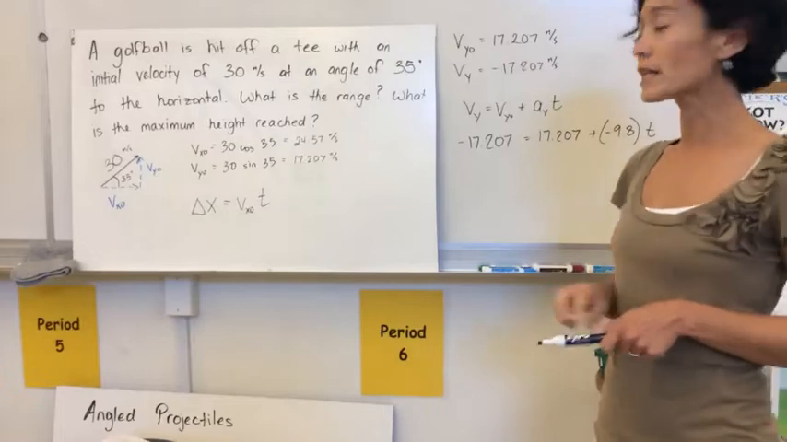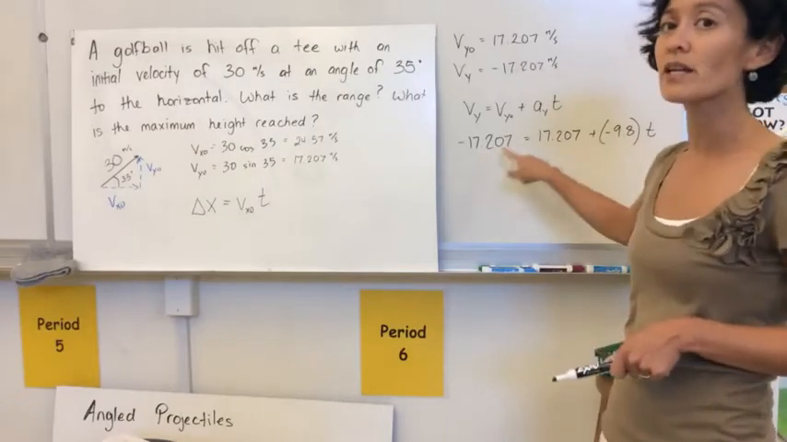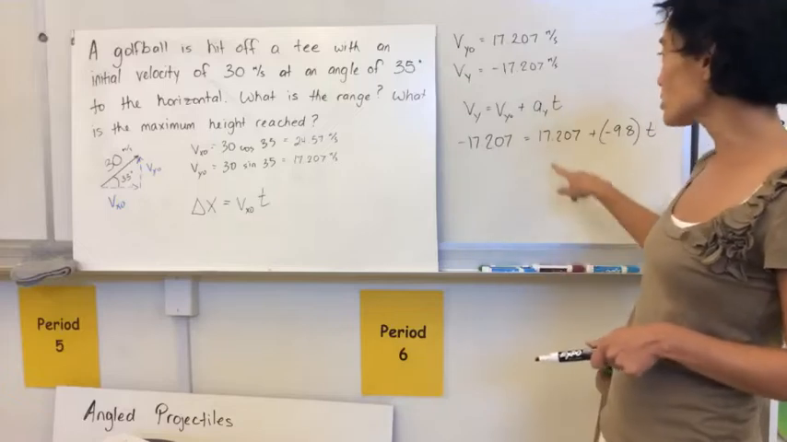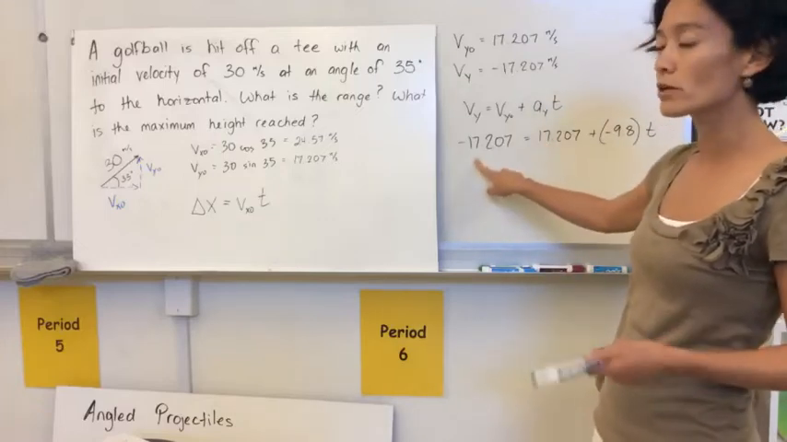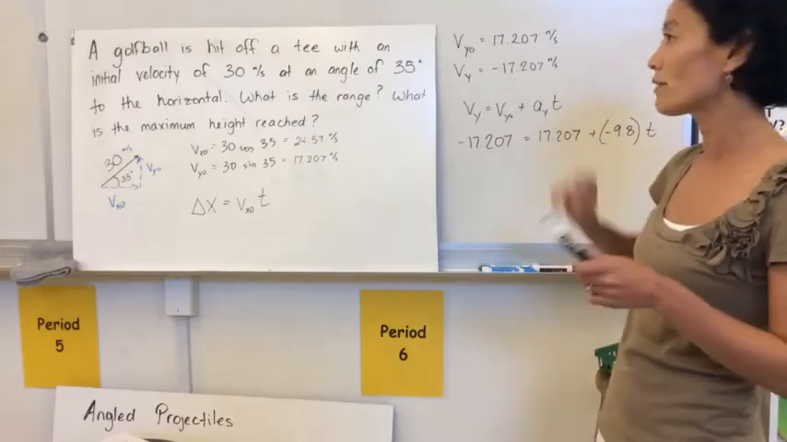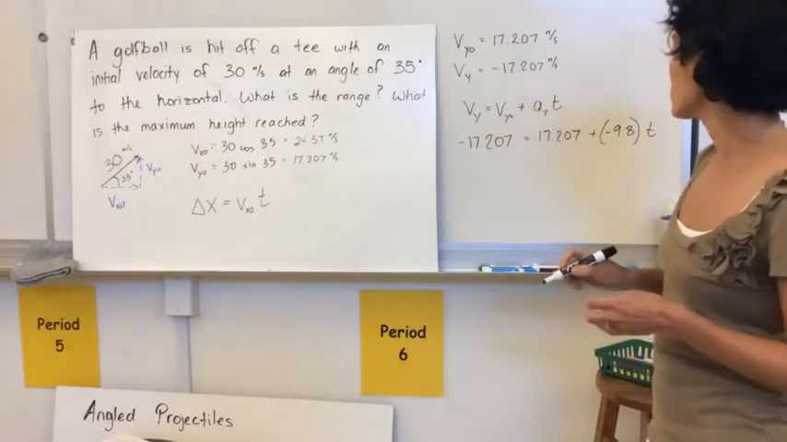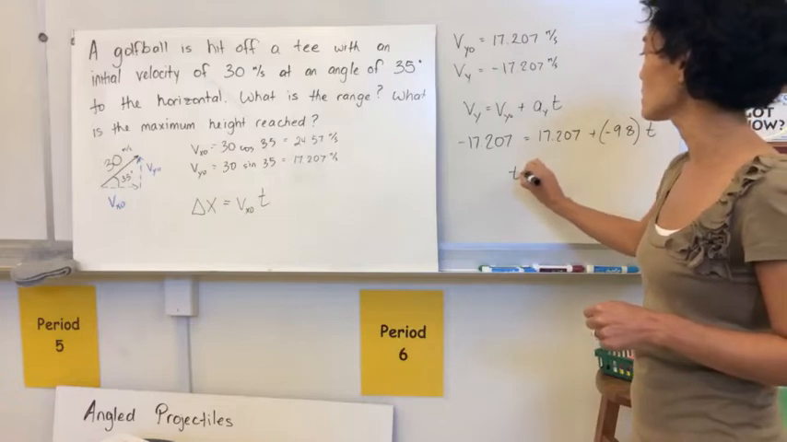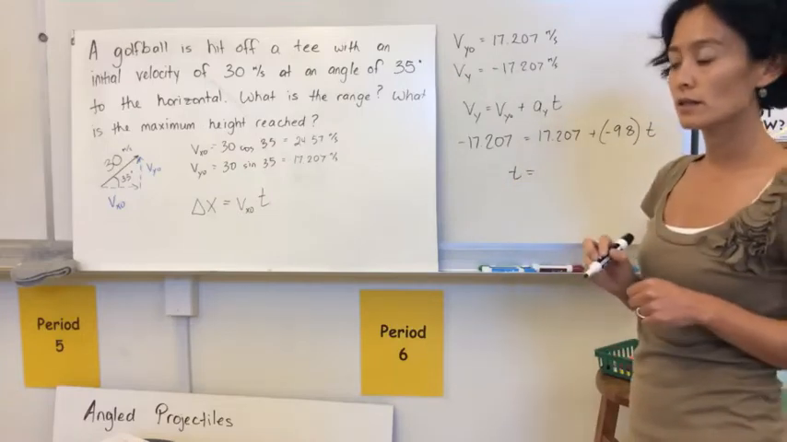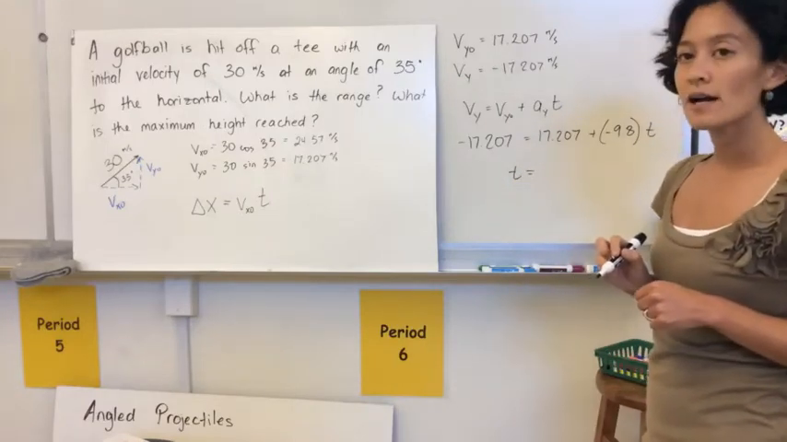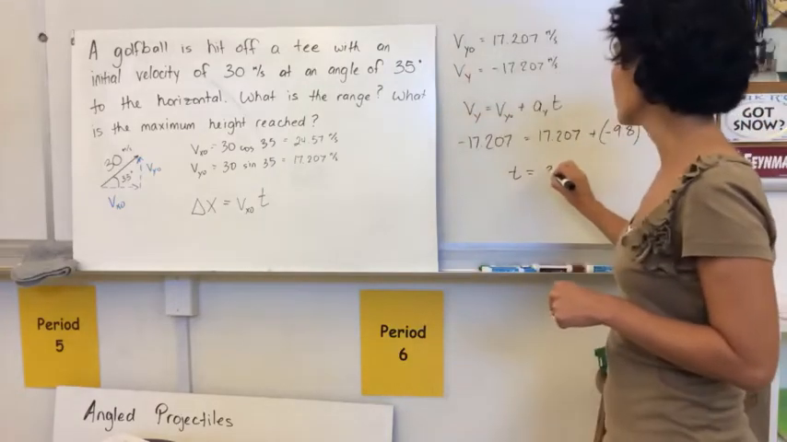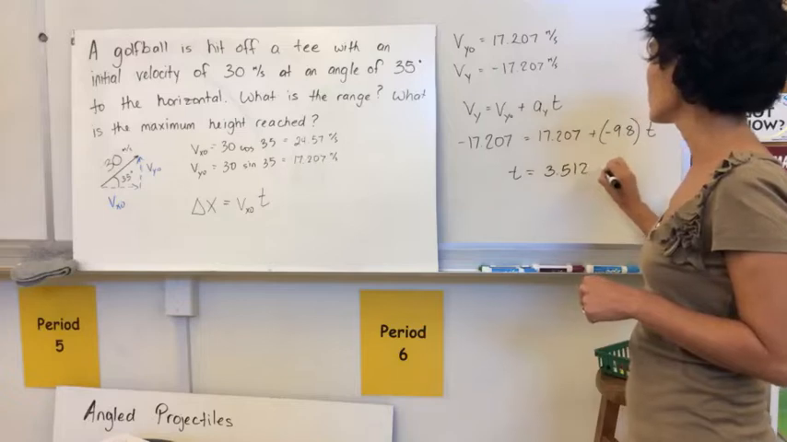And do not mistakenly think, oh, I've got 17.207 and I've got 17.207, these are just going to cancel each other out. They do not cancel each other out. When you subtract this over, do you see how you're going to get like a negative 34 point blah, blah, blah value? So go ahead and solve for what that t value is, and we'll see what your answer is. Okay, so your t value should have been 3.512 seconds.